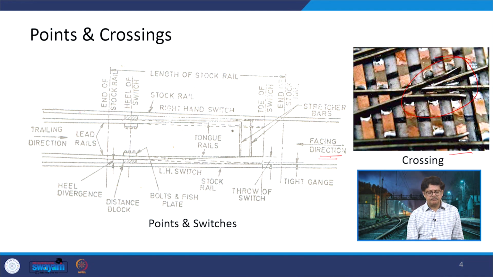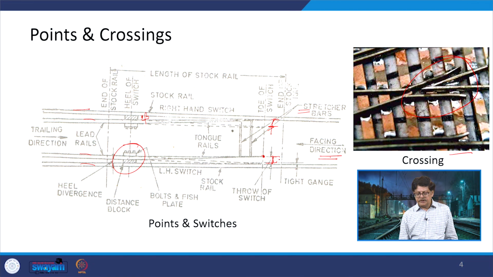There are the lead rails being provided, there are heel blocks and assembly being provided at the heel, and then there is a tongue rail which is going up to this point, whereas the stock rail is a bit longer, and there is an angle which is being formed at this location, which we discussed as a switch angle. These tongue rails are moved using the stretcher bars, and when they are moved using the stretcher bars, either a throw is going to be created at this location or the throw will be there at this location.